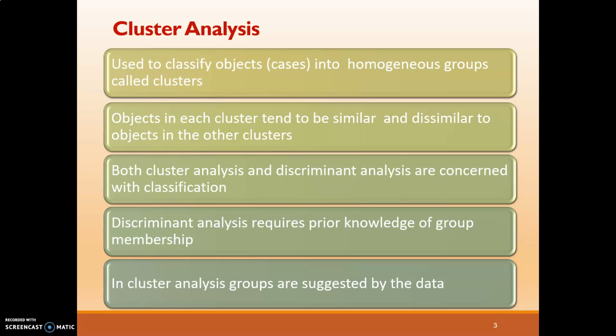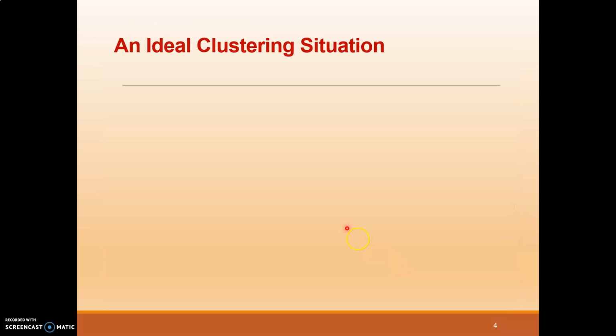Here it is used to classify objects or cases into homogeneous groups called clusters. So objects in each cluster tend to be similar to each other and dissimilar to objects in the other clusters. Both cluster analysis and discriminant analysis are concerned with classification. Discriminant analysis requires prior knowledge of group memberships. In cluster analysis, groups are suggested by the data.